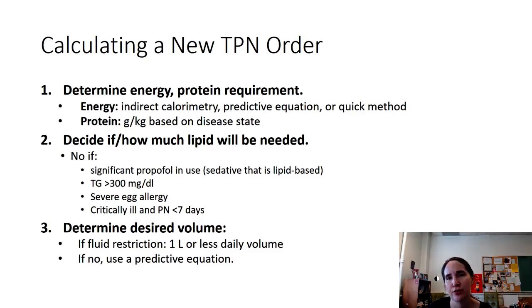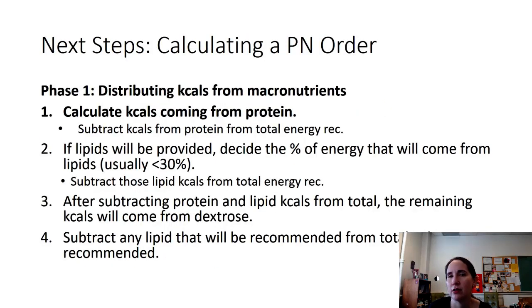If they're on a fluid restriction, you're going to restrict yourself totally for the parenteral nutrition to 1,000 mLs, 1 liter. If there's no fluid restriction, then you can use a predictive equation. But you might subtract from the amount available to you if they have significant IV meds or other things going that would give fluid. Also, even though lipids are non-aqueous, they're often subtracted from the total volume available in the ICU environment.